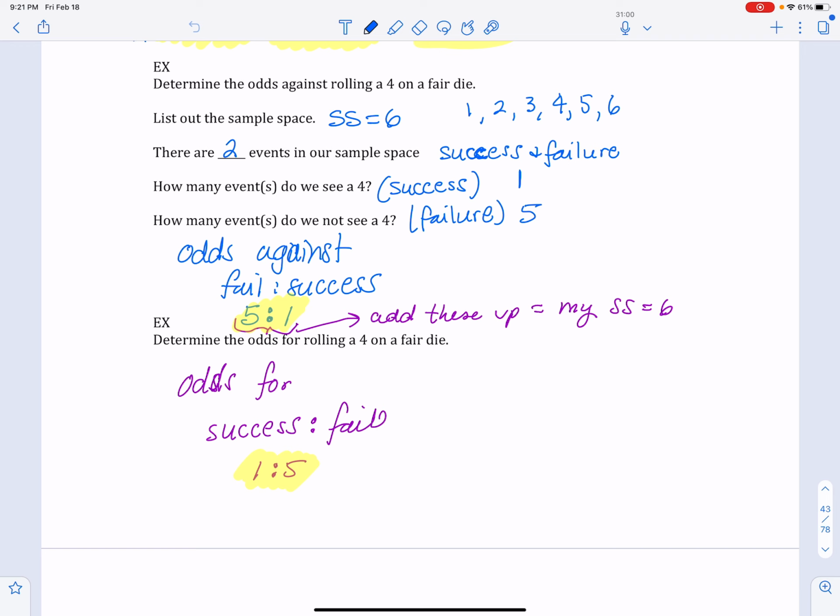And the probability that the event will not occur is 6, which is the sample space, minus the success, which is 1. So 6 minus 1 is 5, because there are 5 faces that do not have a 4. So now we have to look at the wording. The wording says odds against, so that means I want failure to success. Failure in this case was 5, because there are 5 sides that do not have a 4, and success is one side that has a 4. So it's 5 to 1. Once again, if I add 5 and 1 up, I should get my sample space, which is 6.